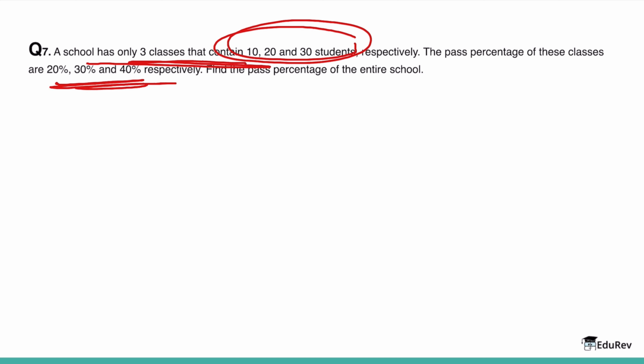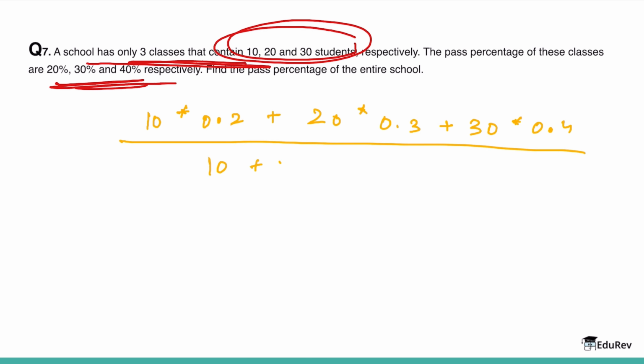Now using the weighted average method, can I find this? Suppose I use the weighted average method. So can I say that 10 times 0.2 plus 20 times 0.3 plus 30 times 0.4, divided by 10 plus 20 plus 30, can give me 33.33 as an average? Yes, it can. Alright, so this is what we are going to do.